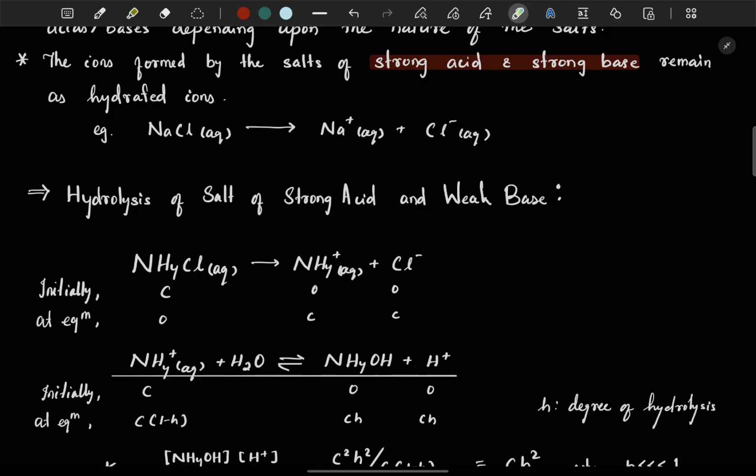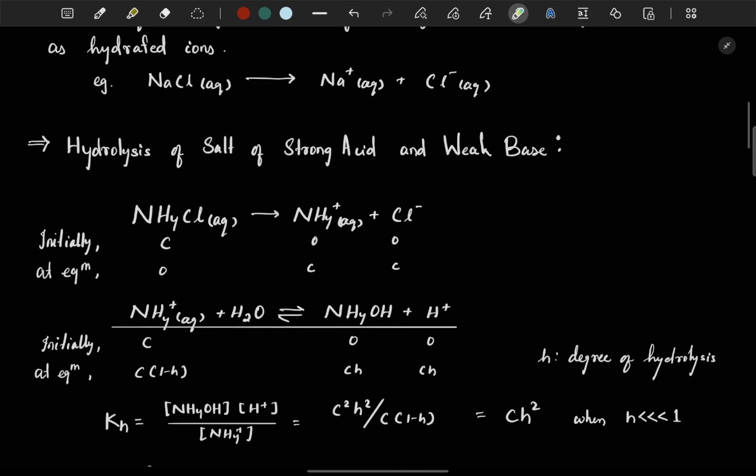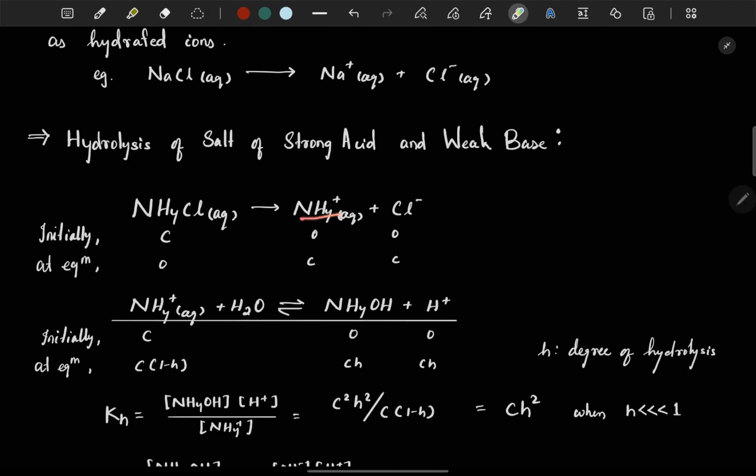Like the first case is hydrolysis of salt of strong acid and weak base. So previously the example was ammonium chloride. Ammonium chloride is made up of HCl, which is a strong acid, and NH4OH, which is a weak base. So if we dissolve NH4Cl, it will produce NH4+ and Cl- ions. If the concentration of NH4Cl is C, it will produce concentration C of NH4+ and concentration C of Cl-. Out of these two, the Cl- will remain in the solvated form, while this NH4+ will interact with water and create another equilibrium in which it will produce this weak base.